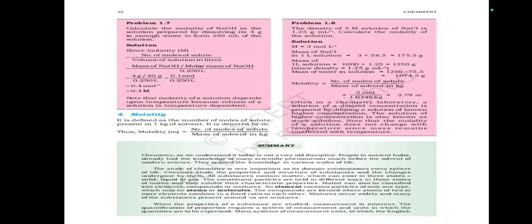When the properties of a substance are studied, measurement is inherent. The quantification of properties requires a system of measurement and units in which the quantities are to be expressed. Many systems of measurement exist, of which the English and metric systems are widely used. The scientific community, however, has agreed to have a uniform and common system throughout the world, which is abbreviated as SI units, International System of Units.